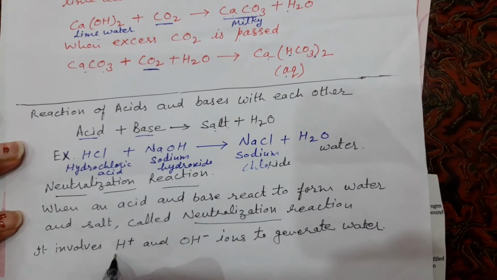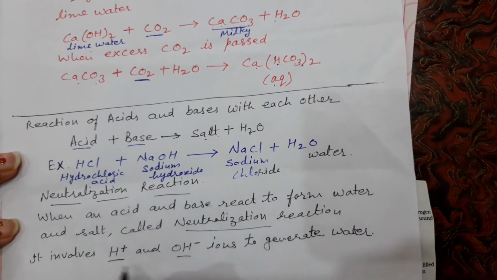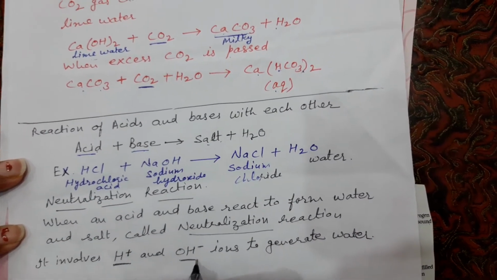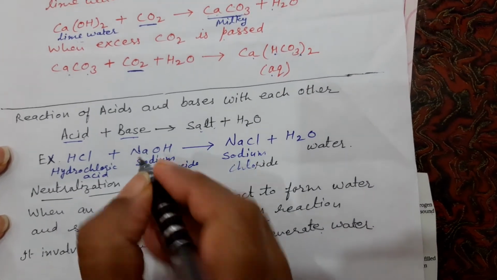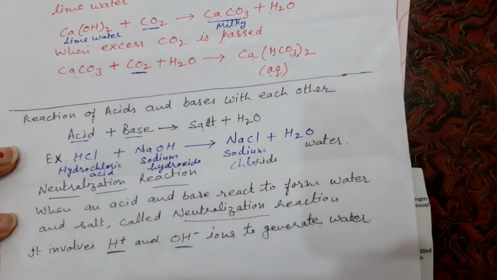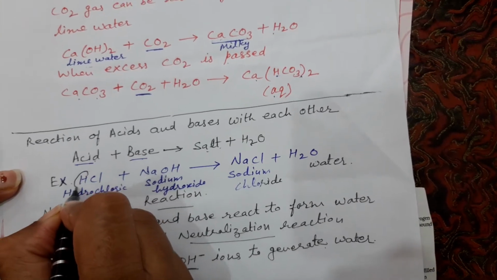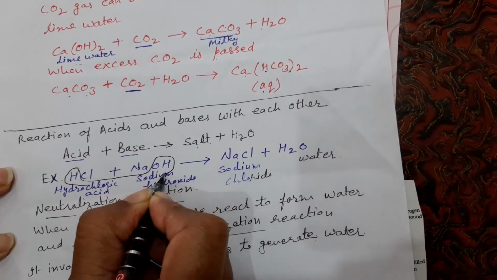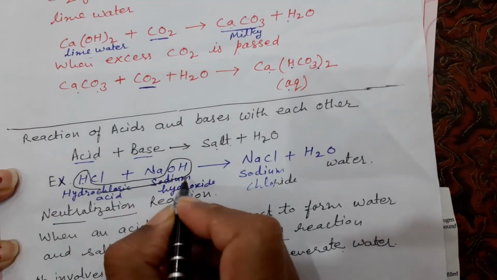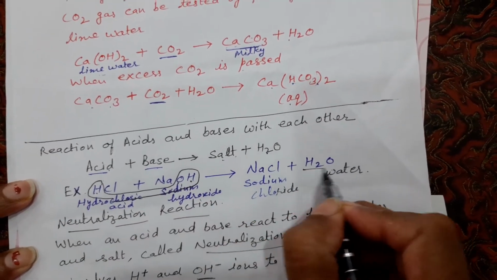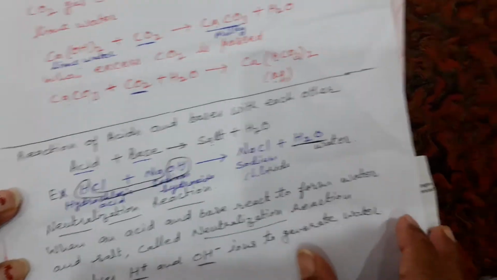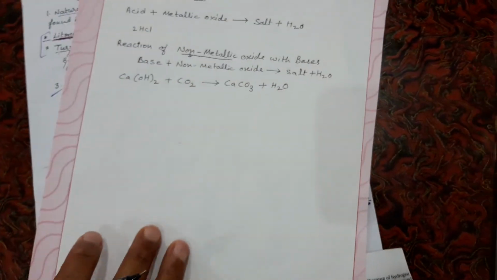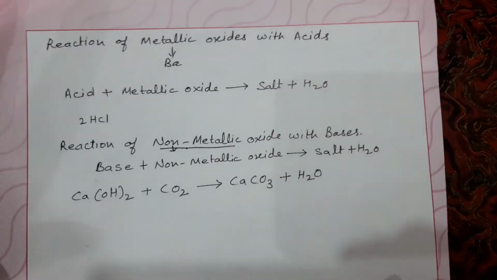It involves hydrogen and OH ions, hydrogen positive ion and OH negative ion, to generate water. How? They form water by positive hydrogen ion and OH negative ion. H and OH becomes H2O. Fine. And now the next property is the reaction of metallic oxide with acids.